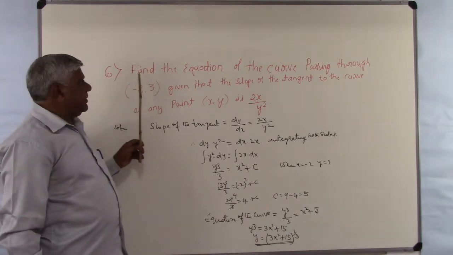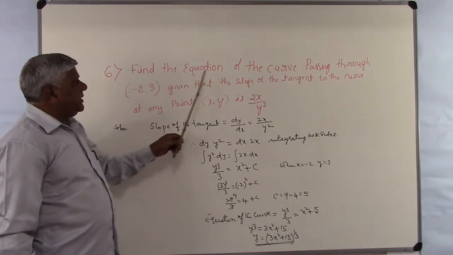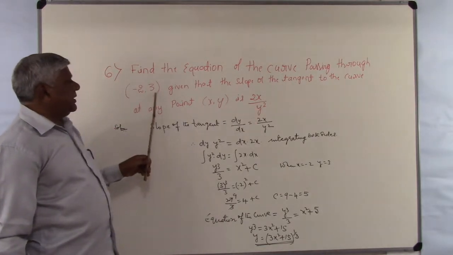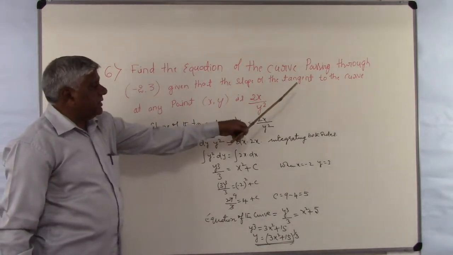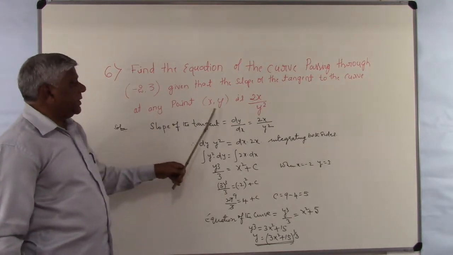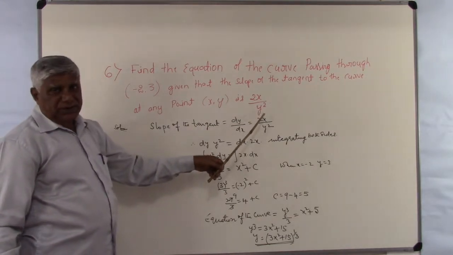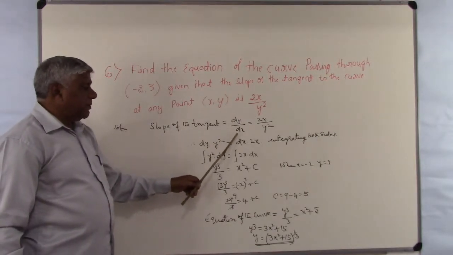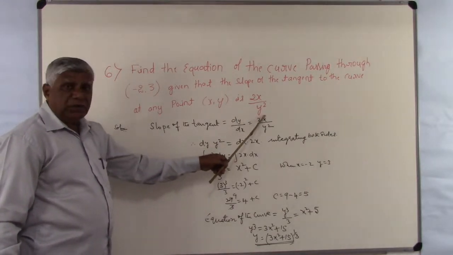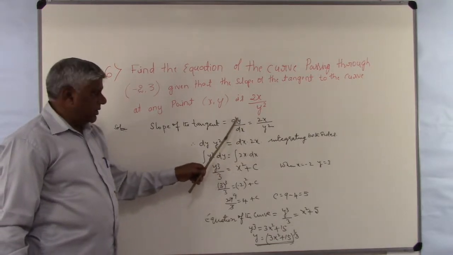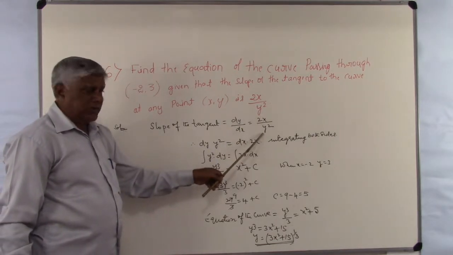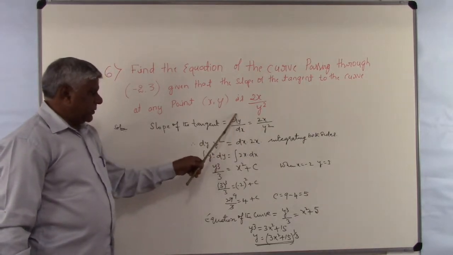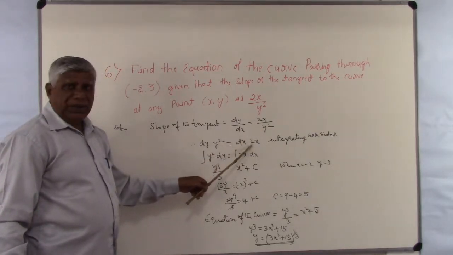Now, the sixth problem. Here, we have to find the equation of the curve passing through (−2, 3), given that the slope of the tangent to the curve at any point (x, y) is 2x/y². Now, the slope of the tangent is given by dy/dx = 2x/y². Now cross multiply: y² dy = 2x dx.